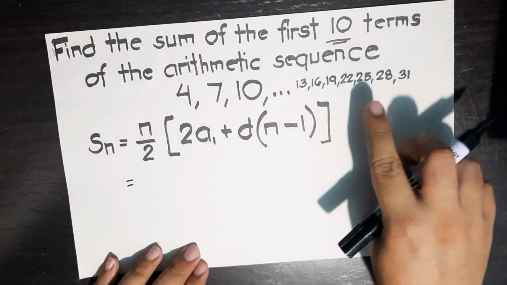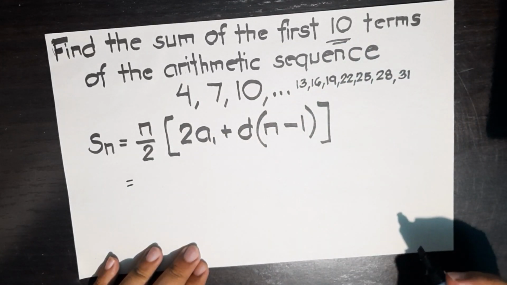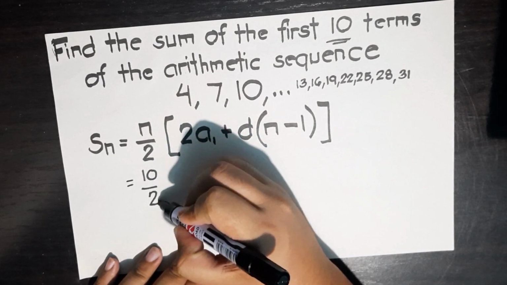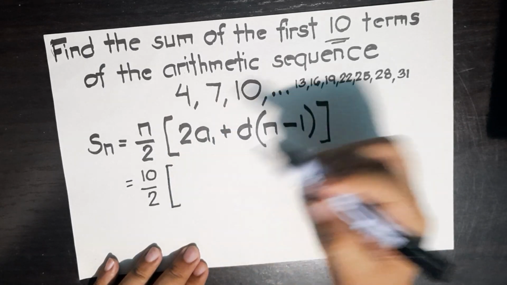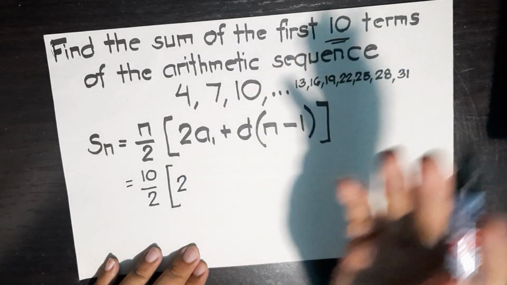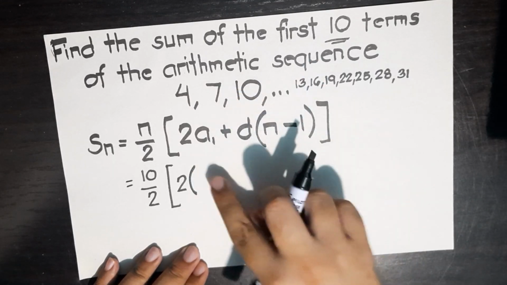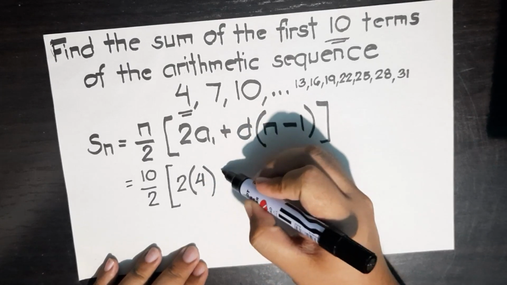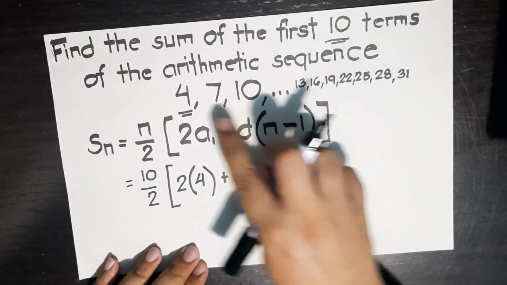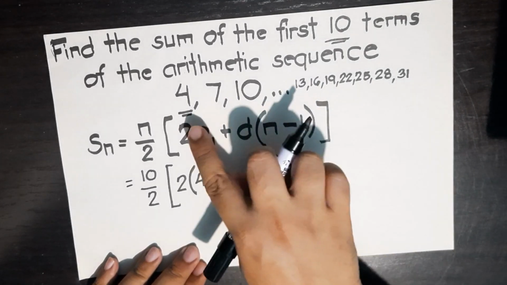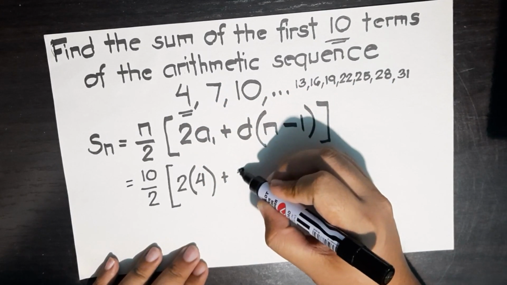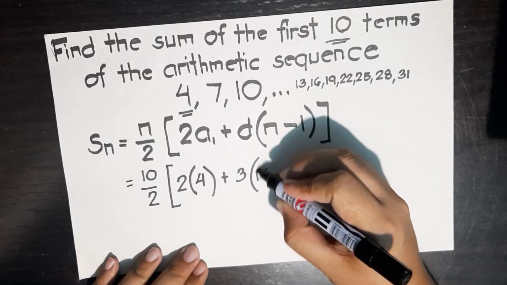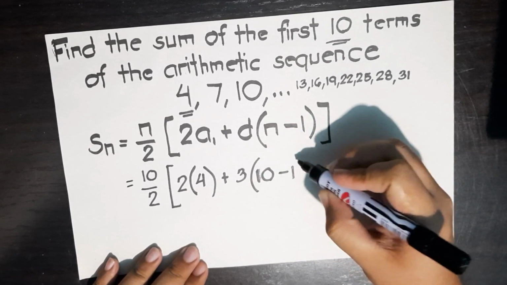Since we're solving for the first 10 terms, our n is 10, divided by 2, and then we'll draw our bracket, and then 2 times a sub 1, which is your first term, that's 4, plus the common difference. You have to examine the given sequence. From 4 to 7, you have 3 as your common difference, times the quantity of n, still the number of terms, so 10 minus 1.